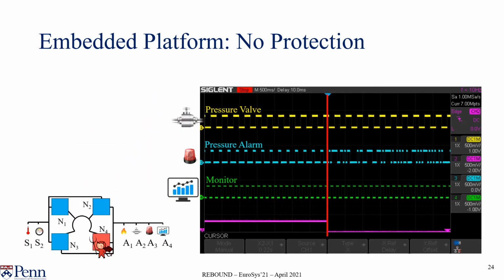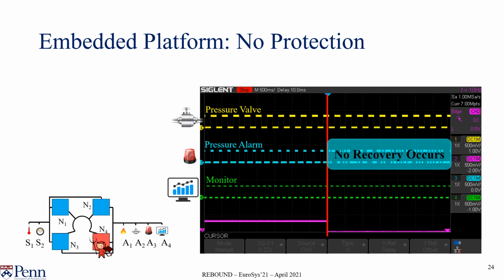Here we see an oscilloscope reading for when a fault occurs in this real embedded platform. The vertical red line represents where the fault occurs. Each of the individual colored lines represents a PWM output used to control a specific actuator. When the adversary compromises node 4, they change the pressure alarm PWM signal to be a garbage value, and since there's no protection in this version of the system, no recovery occurs.